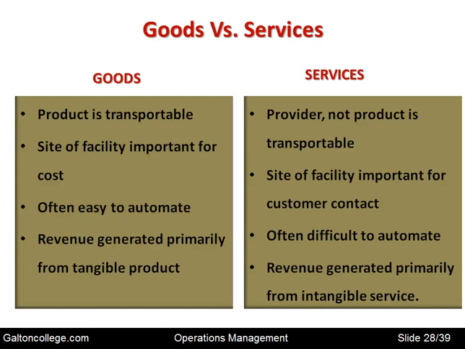So a business plan, for example, can be emailed. A consultancy can be conducted online by teleconferencing. And services are difficult to automate because they are so variable. I gave the example of the court case. A court case where there's a service delivered by legal personnel, but court cases are different, so it can't be automated. And the revenue is generated primarily from intangible services.